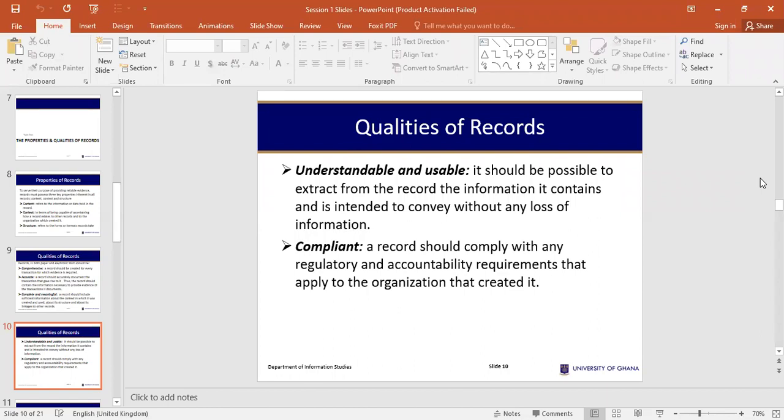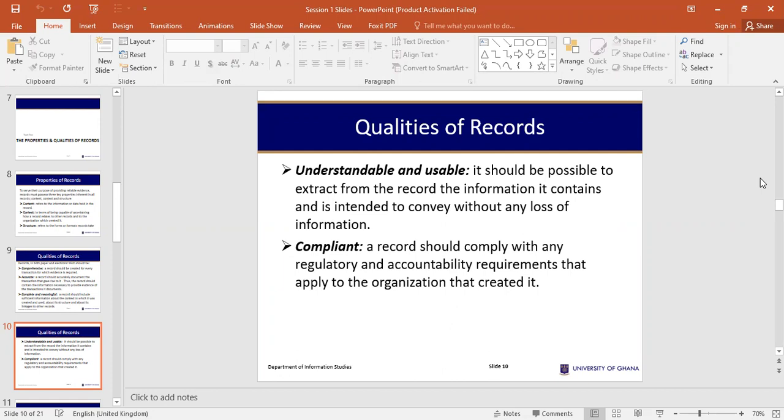So when you have a document, it should be possible to extract complete information out of it and use it without necessarily having any problems or loss of information when you carry out that extraction. And that is why it should be comprehensive. It should be related to the issue at stake, that sort of thing. And then compliant.